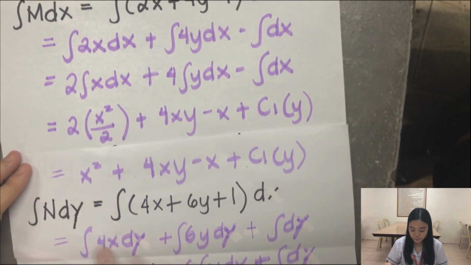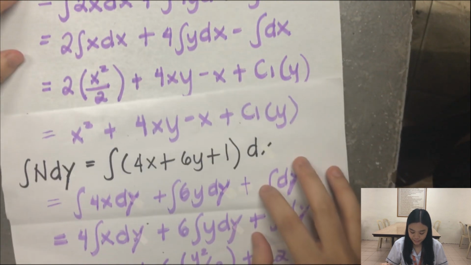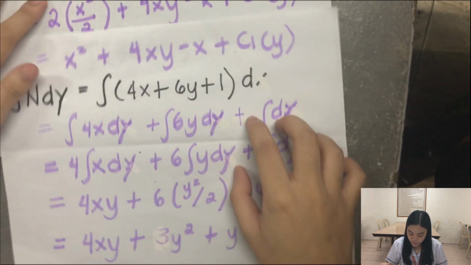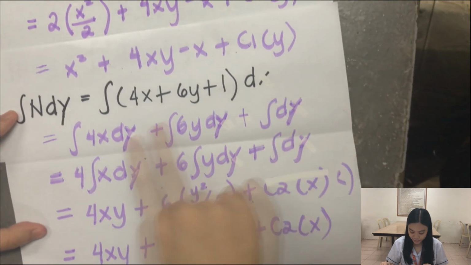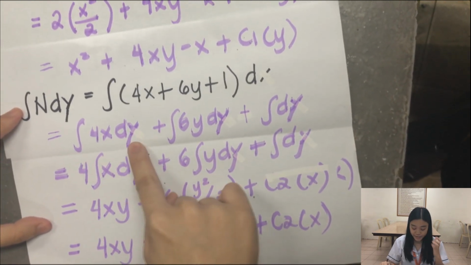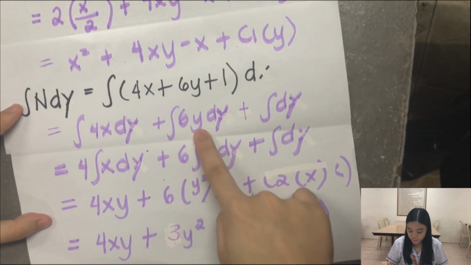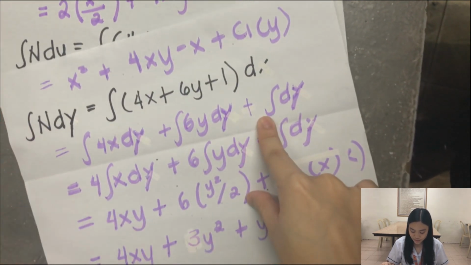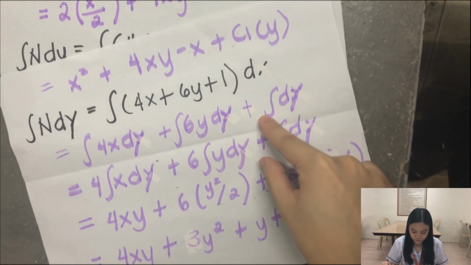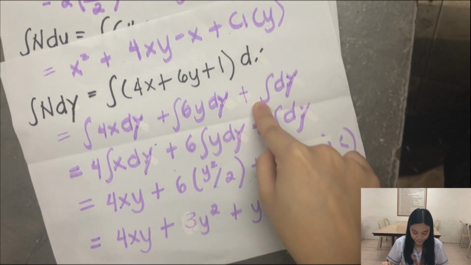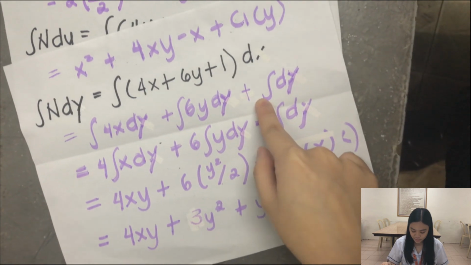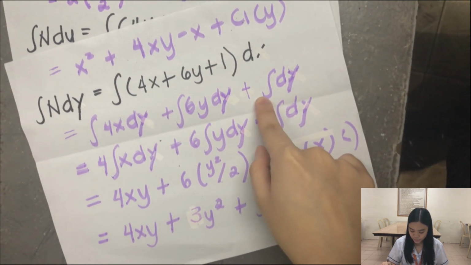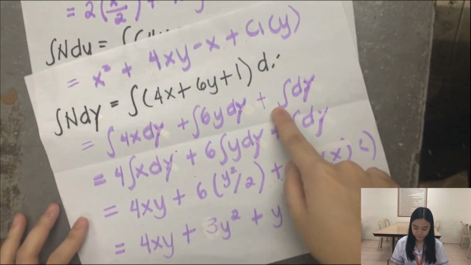The antiderivative of N with respect to y is equivalent to the integral of 4x plus 6y plus 1 dy, which is the integral of 4x dy plus the integral of 6y dy plus the integral of dy, giving us 4xy plus 3y squared plus y plus c2(x). And our constant of integration is a function involving the other variable x.